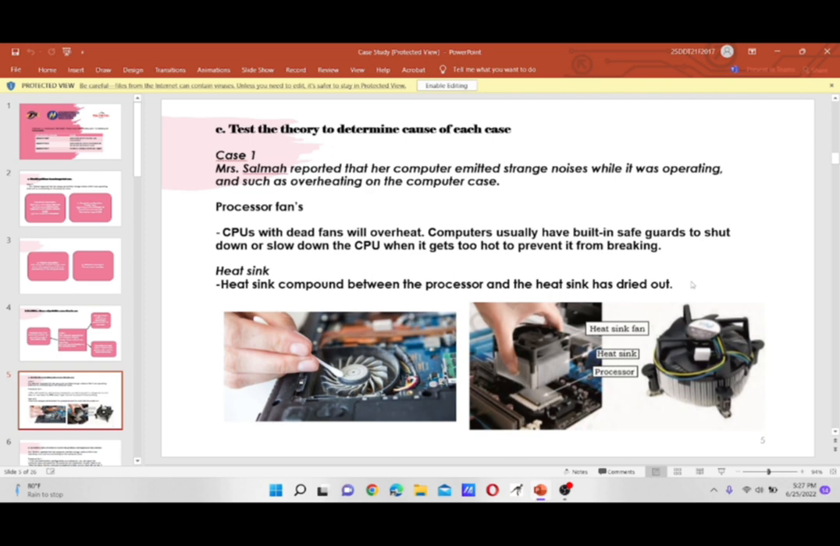Test the theory to determine cause of each case. Case 1. Miss Salma reported that her computer emitted strange noise while it was operating, and such as overheating on the computer case. Processor fans. CPU with dirty fans will overheat. Computers usually have built-in safeguards to shut down or slow down the CPU when it gets too hot to prevent it from breaking. Heatsink. Heatsink compound between the processor and the heatsink has dried out.